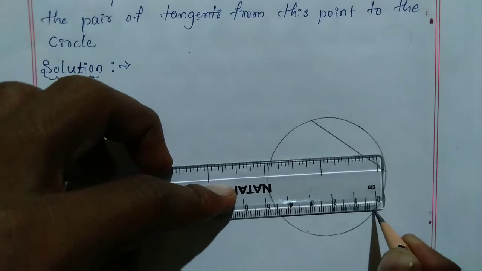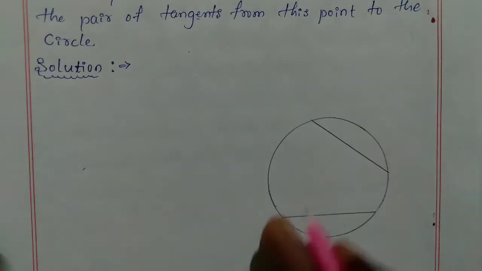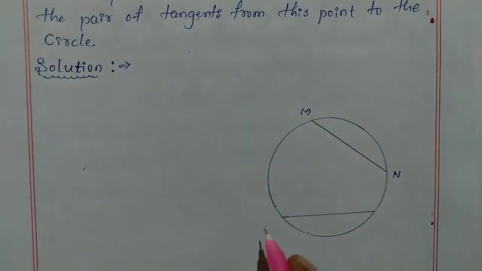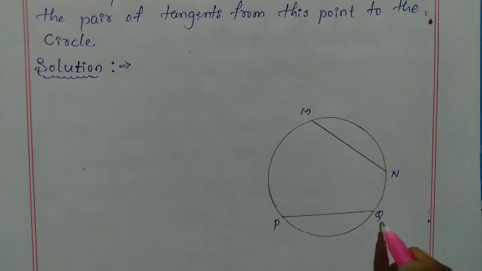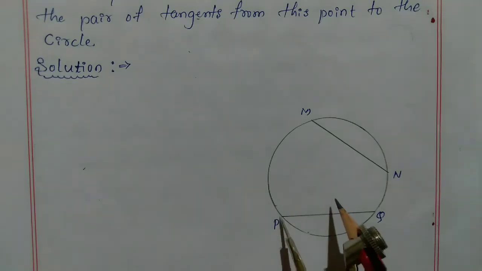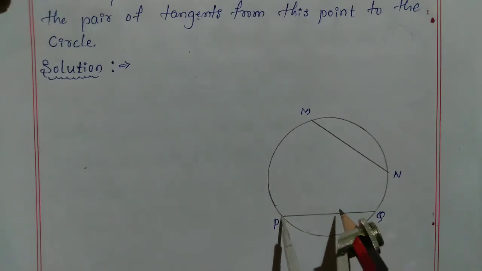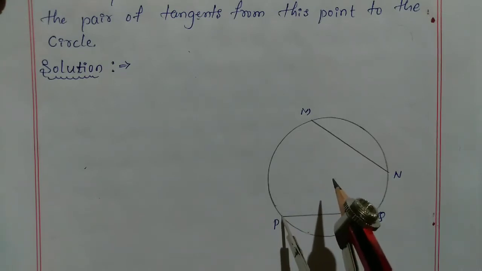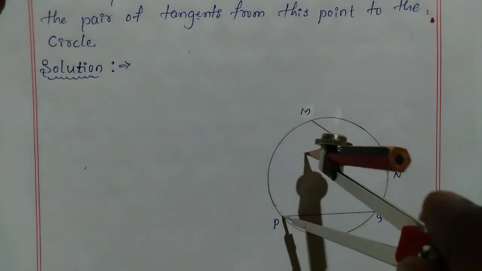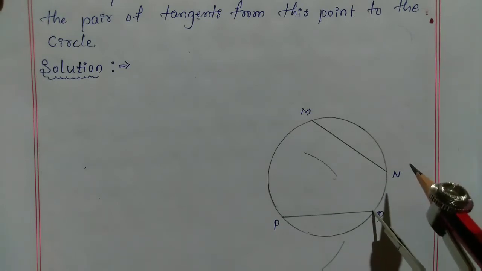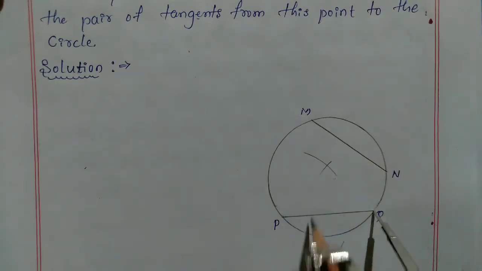Next, you can draw one chord this side. You can call this one MN and this one PQ. So here MN and PQ are the two chords. Next, you can draw two perpendicular bisectors. First I will draw the perpendicular bisector for PQ. With the help of a compass, you can take more than half, consider P as center, and draw two arcs. Next keep on Q point and you can cut it.